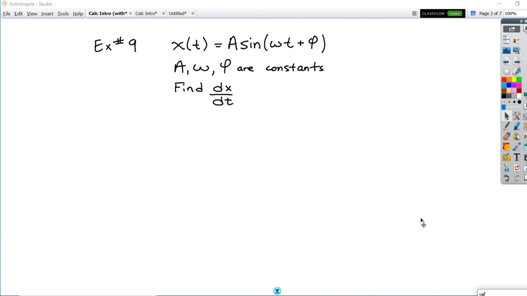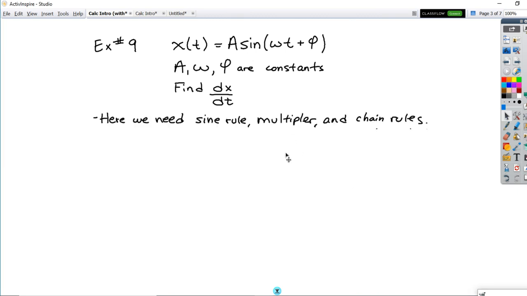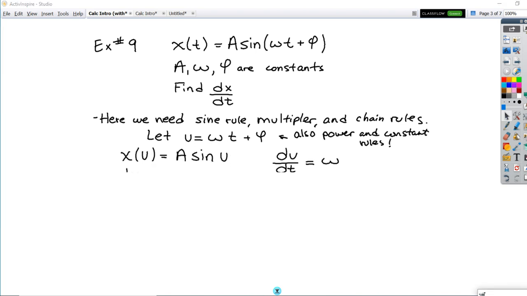If we think of all the rules that we need to use, we have our special derivative rule for sine, but it's not just sine of t. You have a function in a function, so that's a chain rule. And then we'll have to use the power rule, multiplier rule, constant rule. So there are certainly a number of rules that we'll have to use. We'll let u be equal to omega t plus phi, so that our x at u is now a sine of u.